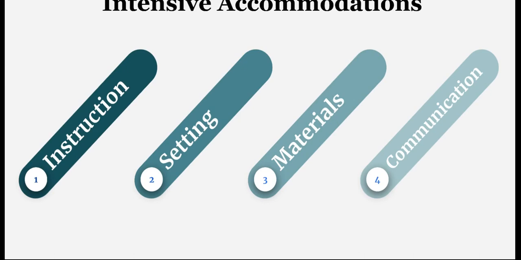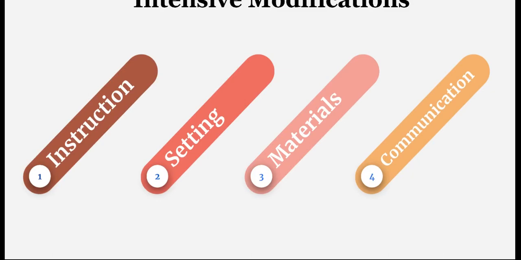For materials, we're using concrete objects, picture banks, pictures that represent words, hands-on activities. We're limiting paper and pencil tasks. We're using visual directions, highly organized materials. For communication, we want to think about how the student demonstrates their learning. So they may use an augmentative and alternative communication device, or AAC, that's programmed with picture symbols, vocabulary for instruction and engagement.